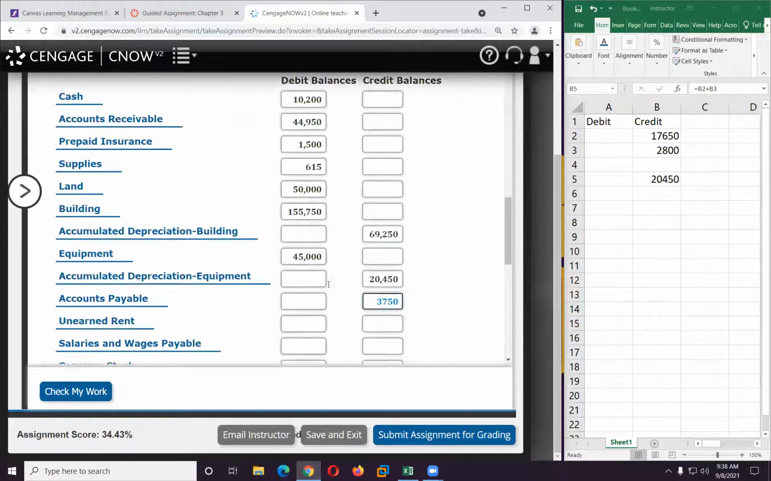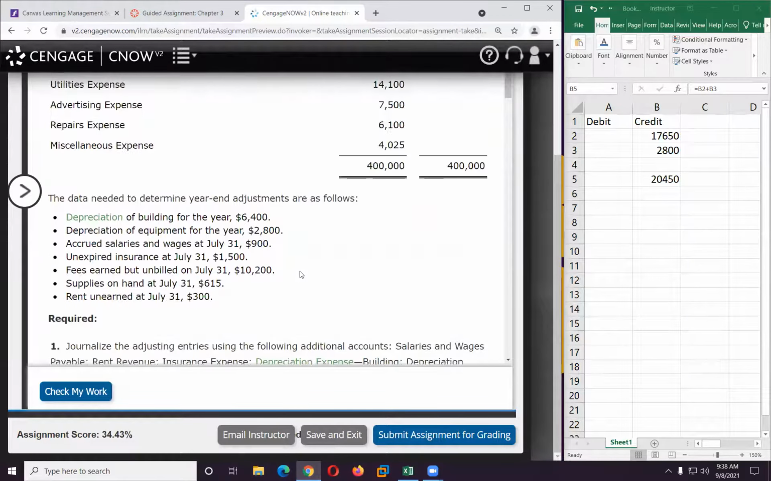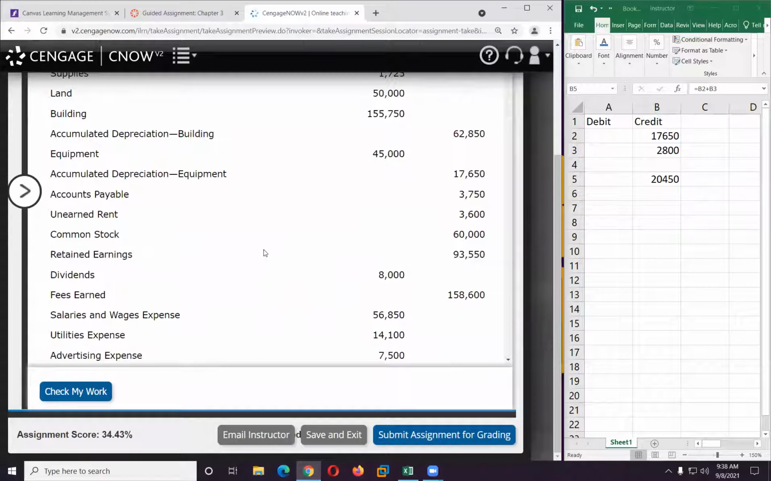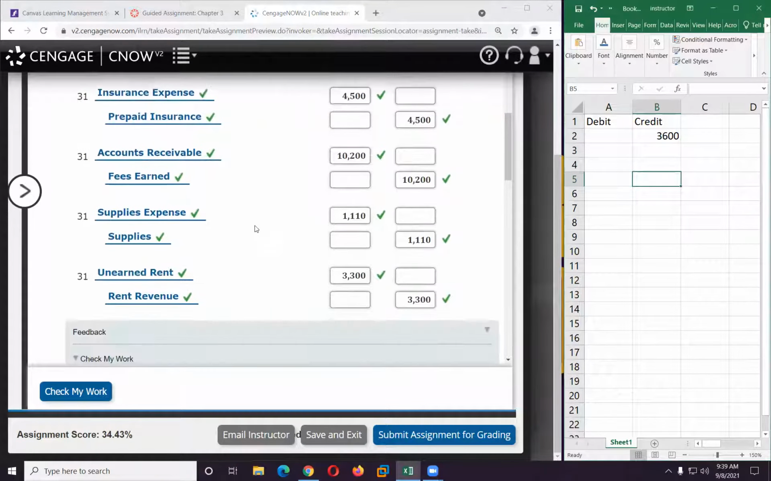All right, so the next one we're doing is unearned rent. So I'll scroll up. I'll see that my unearned rent account was 3,600 on the credit side, then I'll scroll down to my adjustments and say, I debited unearned rent 3,300 in the adjustment process. So the new balance of unearned rent is a credit of 300.